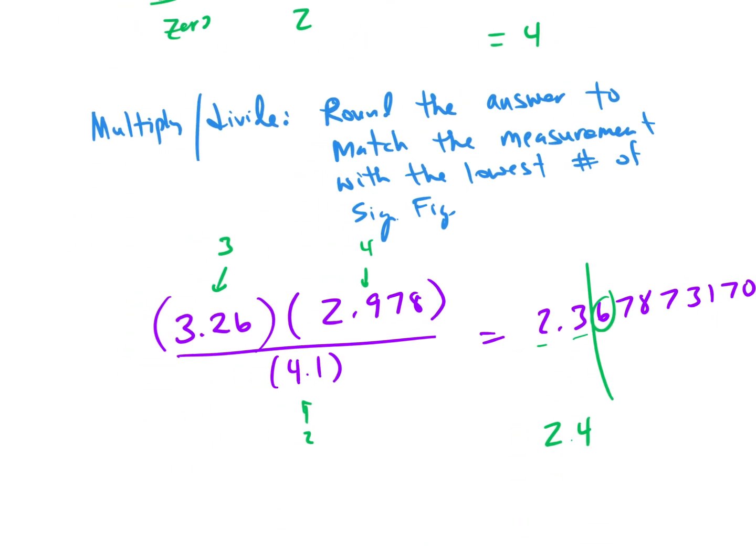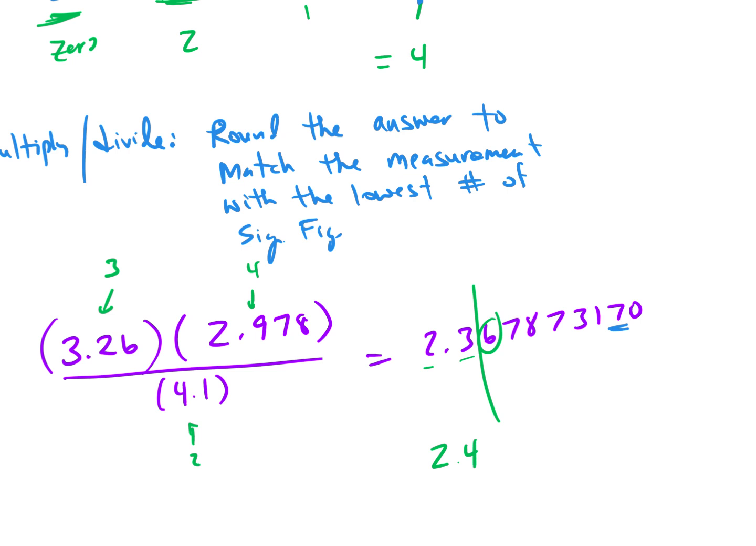Same thing here. Why didn't we deal with this 7 over here? Because it's way down the line. We don't care about that. We only care about the next digit. Does that make sense? Thanks for asking. See, that was a great question.